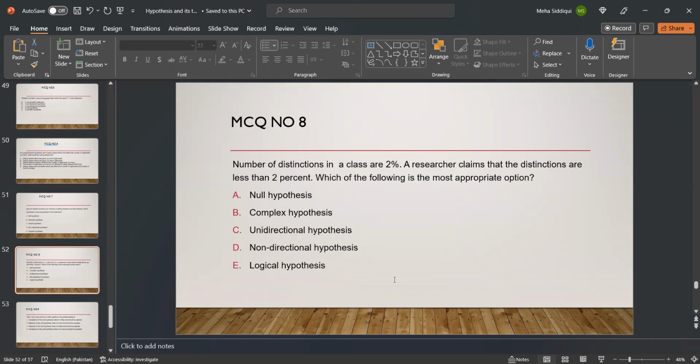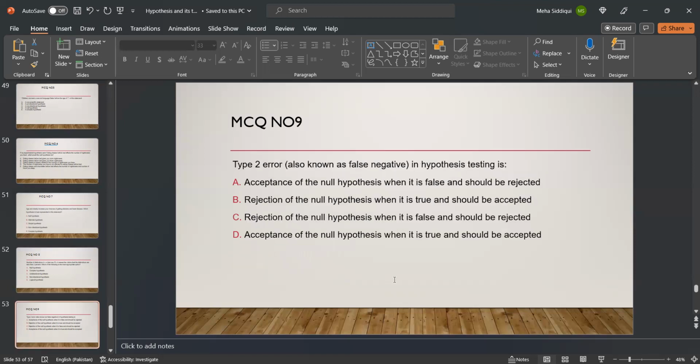MCQ number 8. The number of distinctions in a class is 2%. A researcher claims that the distinctions are less than 2%. Which of the following is the most appropriate option? Null hypothesis, complex hypothesis, unidirectional hypothesis, non-directional hypothesis, logical hypothesis. Any guess? C is the right option.